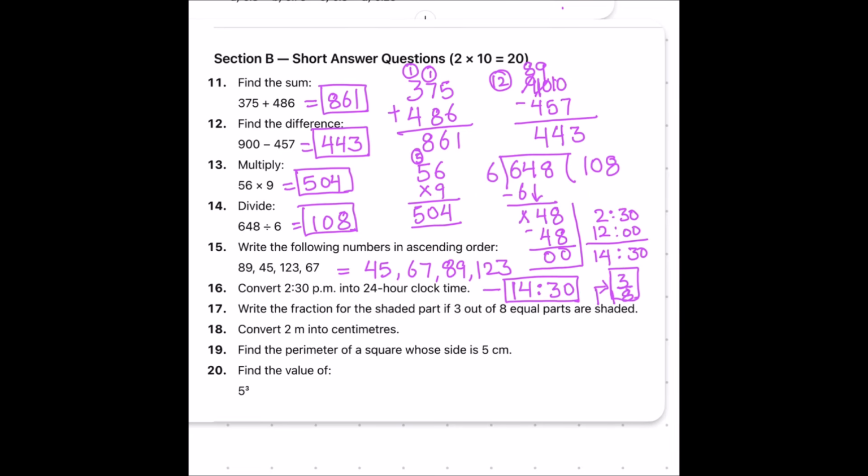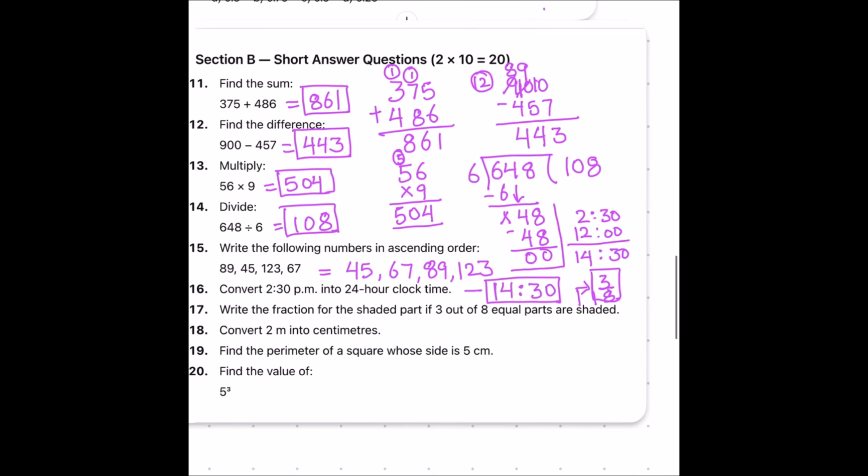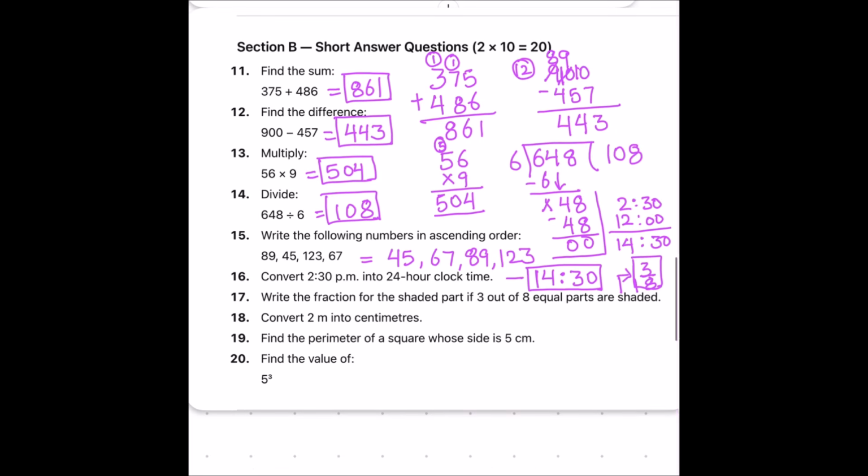Next one is convert 2 meters into centimeters. So we know that 1 meter is 100 centimeters. So 2 meters will be 200 centimeters. This is our final answer.